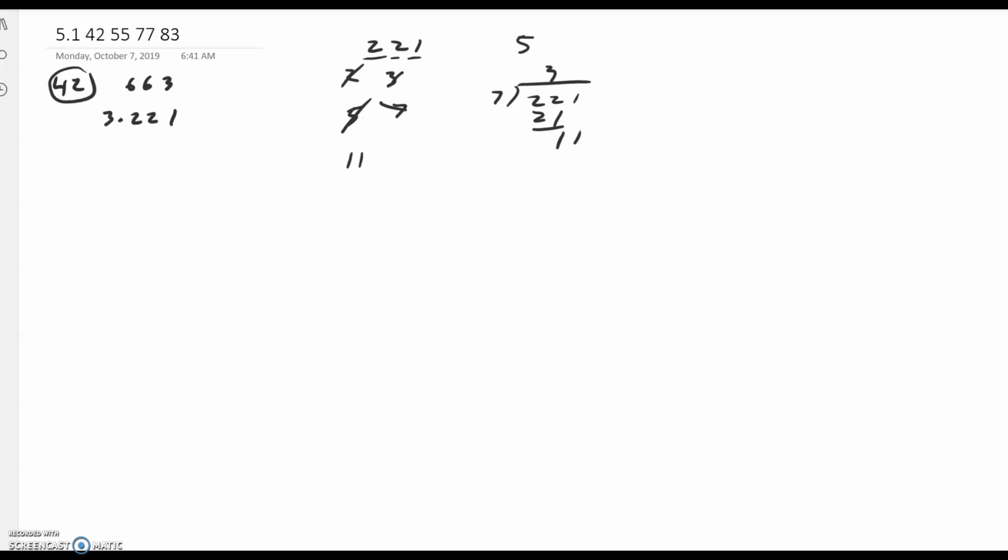The next prime is 11. 11 goes into 22, so it would go into 220, but 11 won't go into 221. The next thing to try is 13. And we get 17, exactly. So this is 3 times 13 times 17.